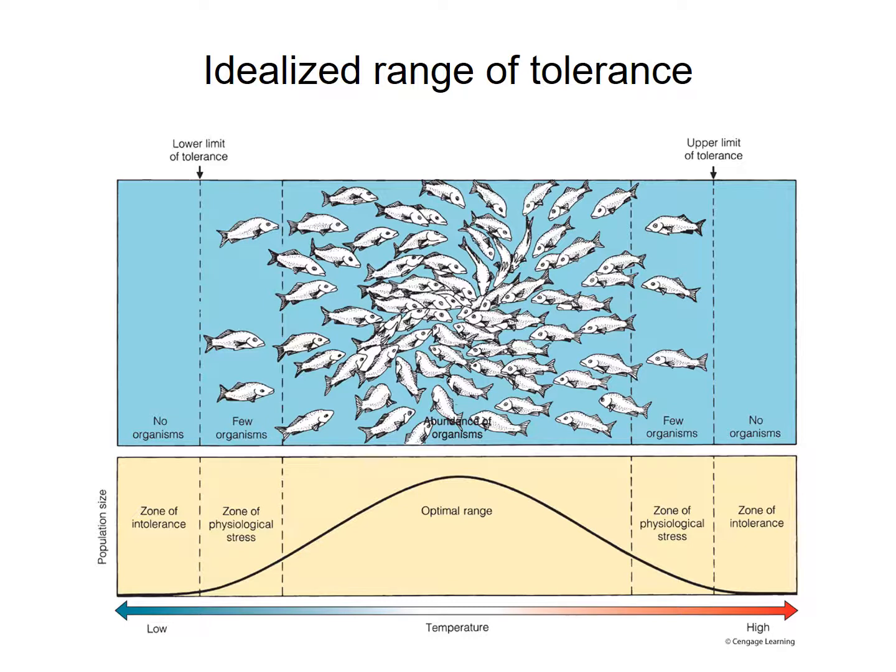This diagram provides an idealized look at the tolerance of organisms to varying physical factors. And the example given here is temperature. To the left, you see low temperature. To the right, you see high temperature. And you can see this bell curve, and shaded in the middle is the optimal range.